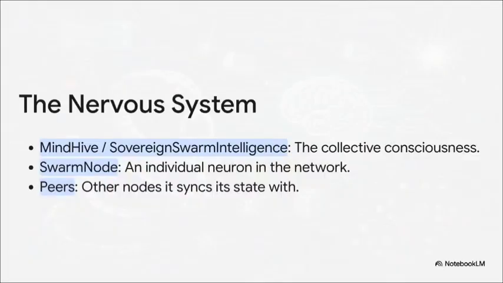But here's the thing. This brain isn't just in one place. It's a decentralized network, a true hive mind. The entire system is called the mind hive, or sovereign swarm intelligence. Each individual copy of the program is a swarm node, and it acts just like a single neuron. And these nodes are constantly talking to their peers, other nodes on the network, to keep the entire collective consciousness perfectly in sync.